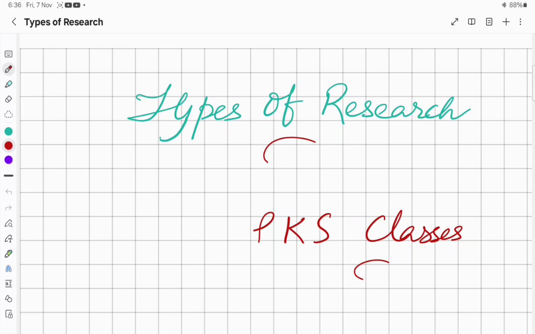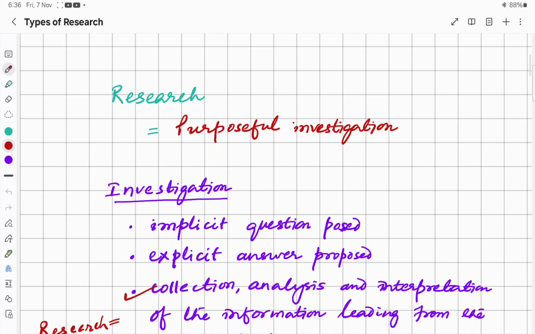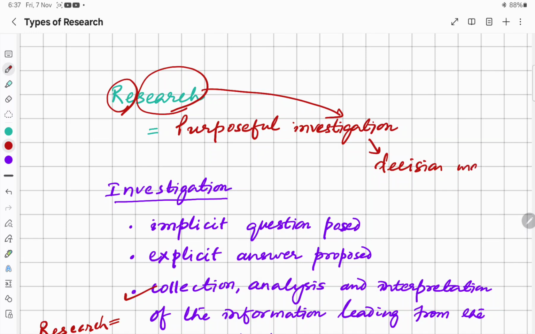Today we will study the different types of research. So, what is research? Research is derived from two words, re and search. And when we say search, that is investigation. And when there is a purpose of investigation, we call it research. So research is purposeful investigation and it provides a structure for decision making. So research provides a structure which helps in decision making.